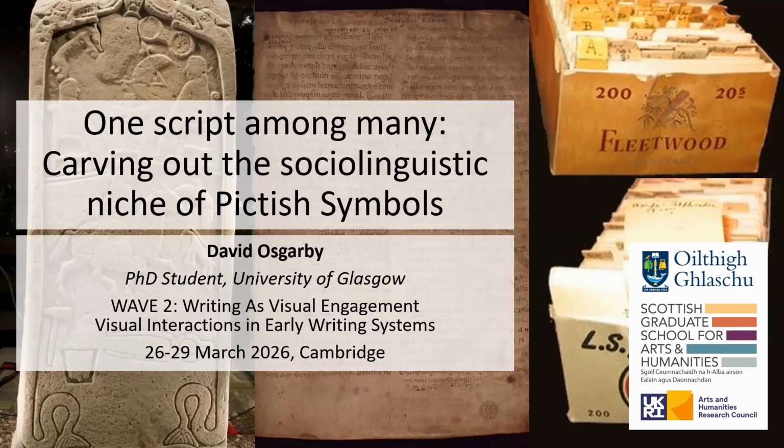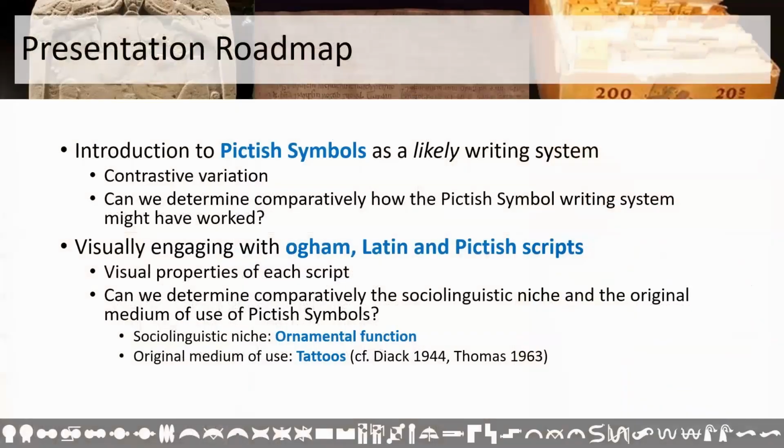Today, I'm going to be talking about Pictish symbols, but particularly focusing on the sociolinguistic niche that they had in the ecology of writing systems present at the time. So first of all, I'm going to introduce Pictish symbols as a likely writing system. I'm going to survey some of what I'm claiming is the contrastive variation between the basic shapes in the system. And then I'm going to ask the question, can we determine comparatively, looking across writing systems, how the Pictish symbol writing system might have worked on the basis of this comparison?